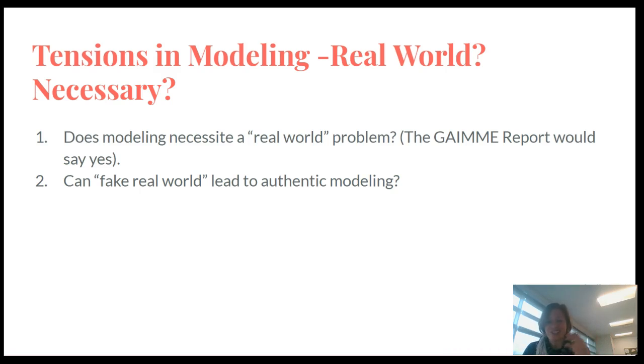Not. These are messy questions that I thought about a lot while I was working through this project, and something I think about a lot with my students. Is it better to put something that's not real world, or is it better to put something that is sort of contrived real world?